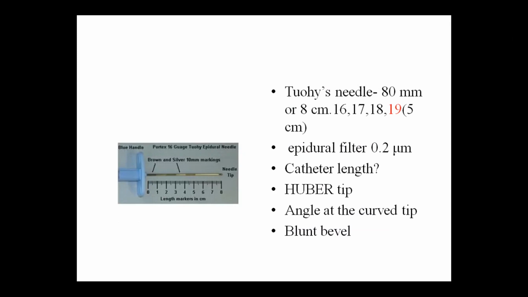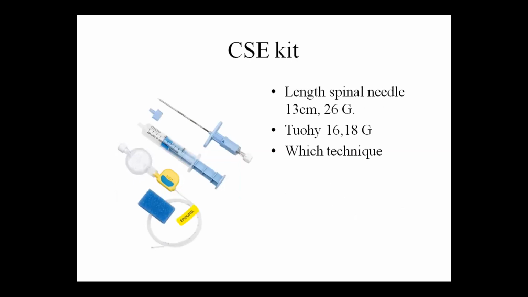The Huber tip is the needle tip, the blunt tip which we see. The idea is not to injure the dura, so the bevel is made blunt. What is the angle at the curved tip? It is 15 to 30 degrees. These are very simple questions you should know, and examiners, if you pick up, they will ask these questions. Okay, in the CSE kit, the spinal needle length is 13 centimeter and 26 gauge. Remember this. And Tuohy is 16 to 18 gauge. Which technique? Needle through needle, or you are using different space techniques, that you should be aware of.